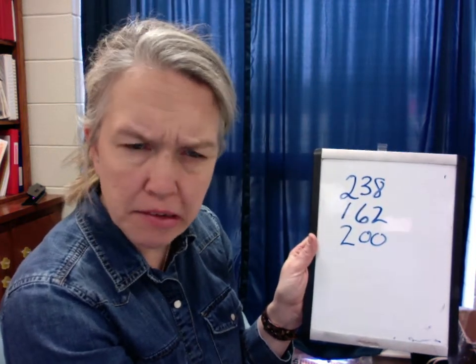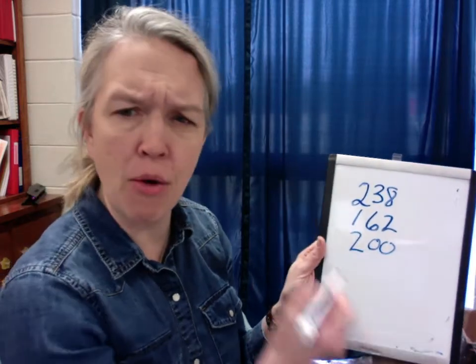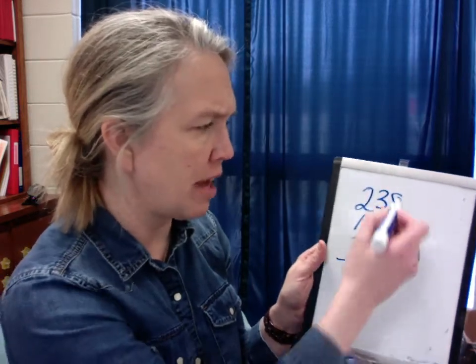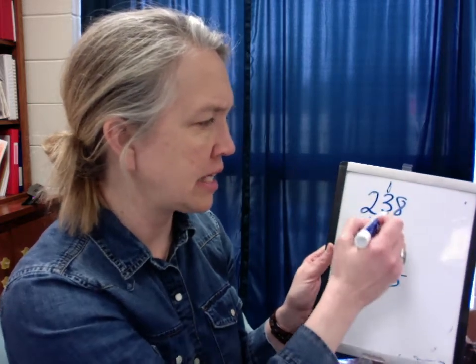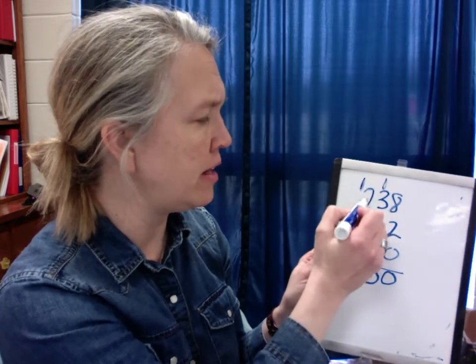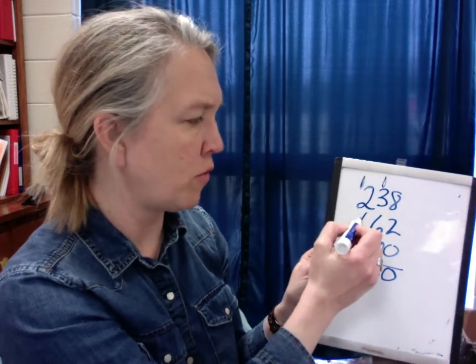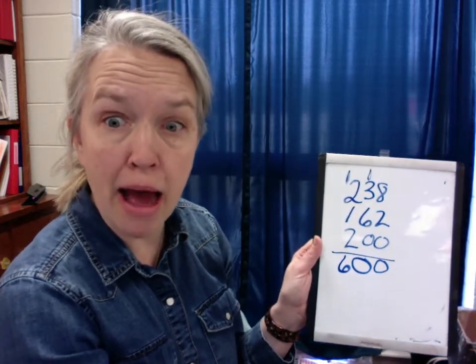Well, how do I figure that out? Well, I'm assuming I've got to figure out how much they did in all. So I've got to add them. 8 plus 2 is 10, 0. Carry the 1. 6 plus 3 is 9, plus 1 more is 10. Carry the 1. 2 plus 1 is 3, plus 1 more is 4, plus 2 more is 6. So they drove 600 miles.